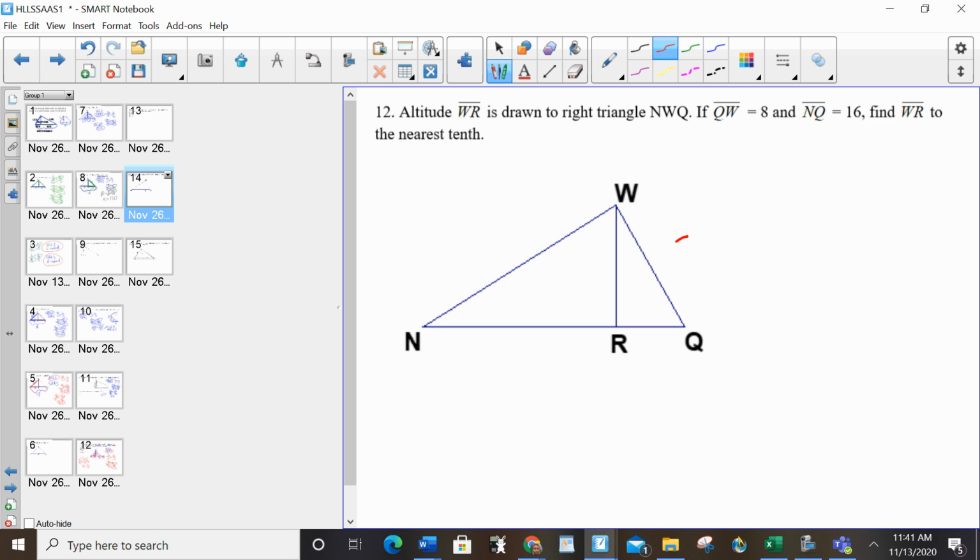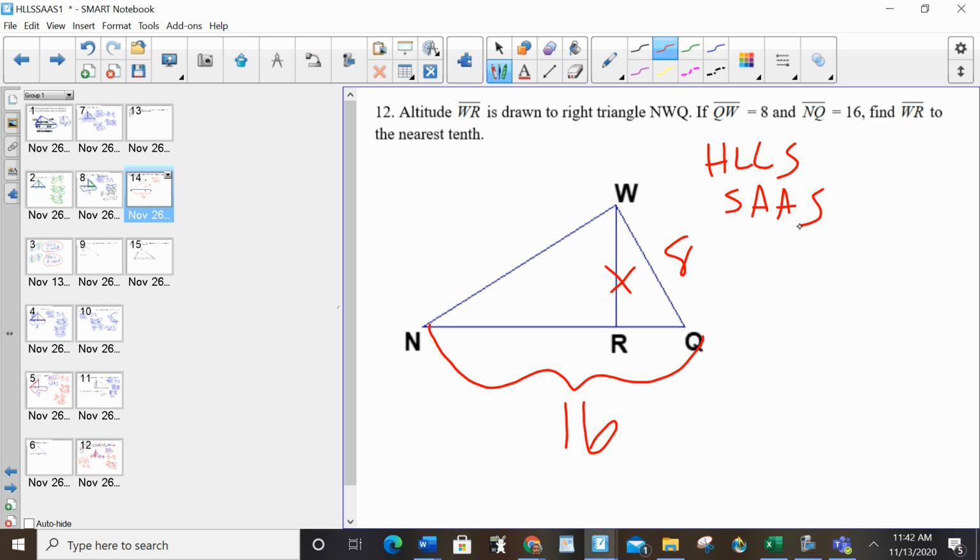QW is 8 and Q is 16. It's asking for WR. I recognize this picture as Hills SAS. To determine if it's Hills or SAS, is there an L involved or an A involved? Well, in this example, there's both. I have an L involved and I have an A involved. So this becomes a challenging question. Because there's an L involved and an A involved, I'm going to have to do both. So it's going to be a two-part question.